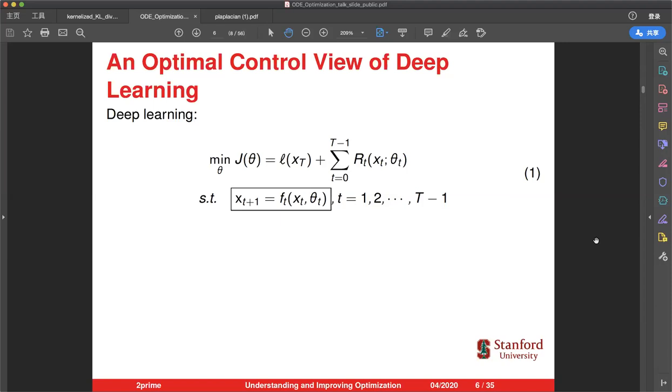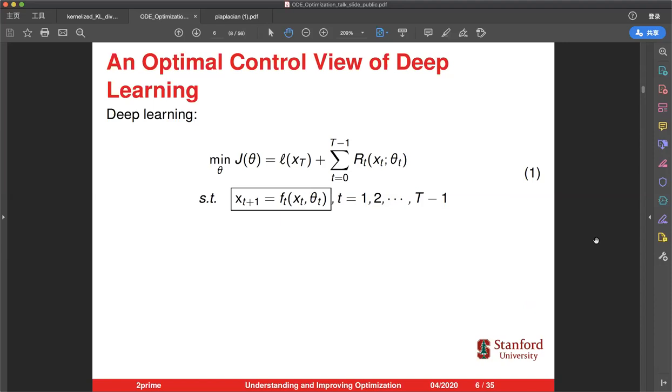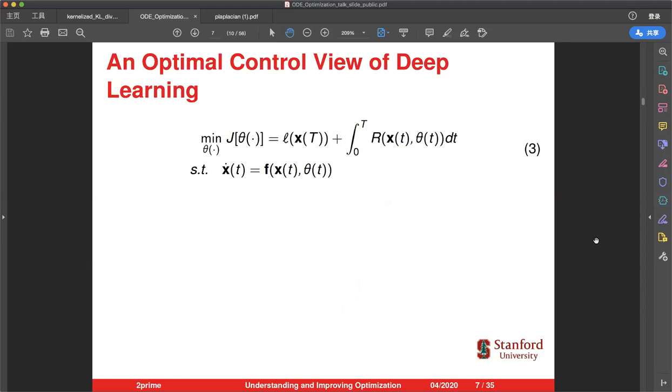So what I'm studying is this objective: minimize the loss function subject to a neural network, where T here is the layer, so you have a compositional structure in the constraint. Here L is the loss function, and R can be a regularization function like weight decay. Then I let T go to infinity and replace the constraint with an ODE. It then becomes an optimal control problem, which can be considered as a limiting landscape of the optimization of a deep neural network.